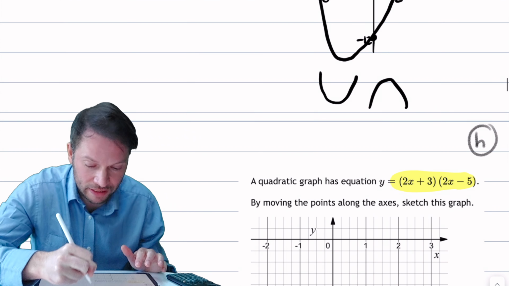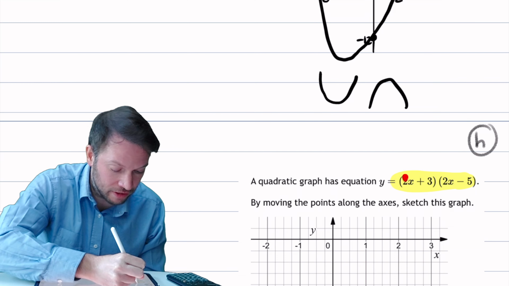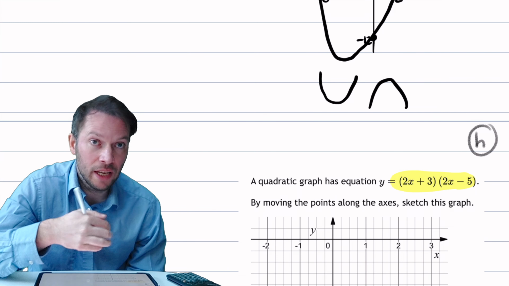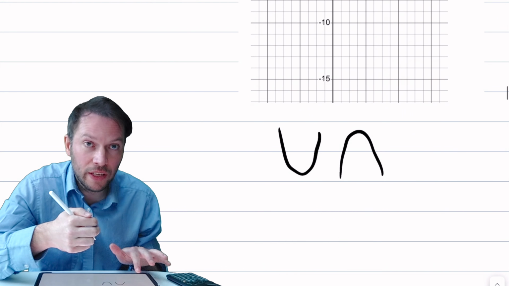And what makes it a quadratic graph is that if we were to expand this out, we would have an x squared term. The 2x times the 2x is 4x squared. It's got an x squared term, so it's going to be a quadratic. And it's going to have one of these two shapes.